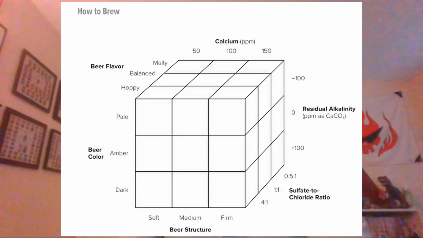The last thing to touch on is something that John Palmer, brewing water guru, has put together for building water profiles called the Palmer Brewing Cube. A brewer can use this diagram to look at how to adjust their water profile for a certain beer style.